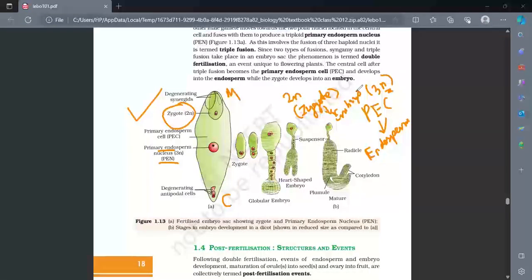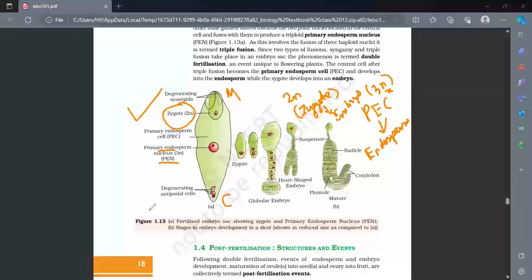So we are talking about fertilization, that is how we talk about double fertilization. What is the product of the first fertilization? It is the endosperm. What is the product of the second fertilization? It is the embryo, meaning the zygote formation, which later on forms the embryo. Okay, fine. So this was all about the fertilization event.